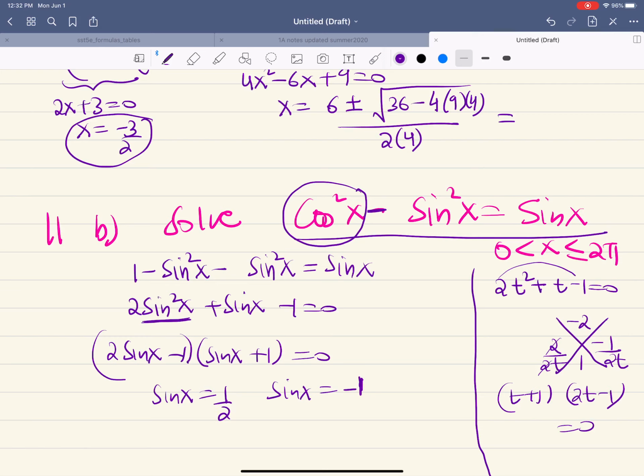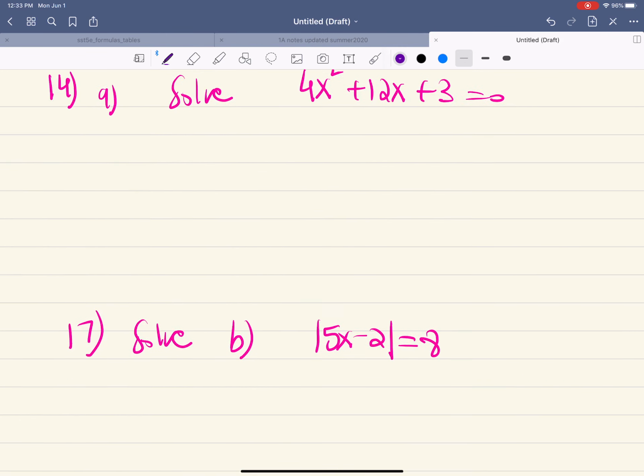And I get sine x equals 1/2, sine x is equal to negative 1. Sine x is 1/2 at pi over 6 and 5 pi over 6, and sine x is negative 1 at negative pi over 2, which is 3 pi over 2. Okay, hold on. Sine x is negative 1 at 3 pi over 2. The y value is negative 1 at 3 pi over 2. Okay, cool. Next problem, we have number 14.